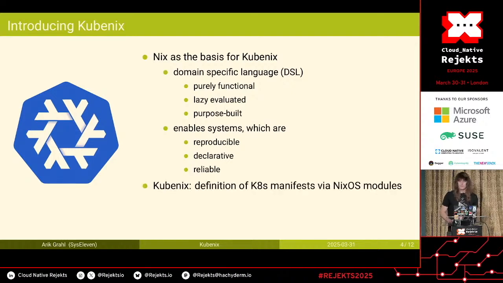Therefore, Kubenix leverages so-called NixOS modules to define arbitrary Kubernetes manifests. In doing so, it enables modularity through inheritance and composability. Kubenix basically implements an OpenAPI specification, so it brings additional type safety, during build time even.